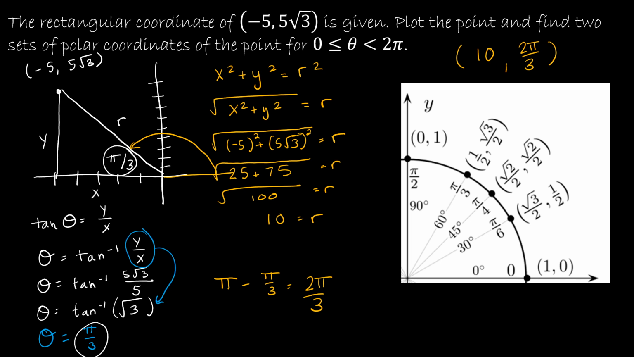Now, if I needed to find another set of polar coordinates, remember the sky is the limit. We talked about I could make r negative, which would be negative 10, and then add or subtract pi. So if I added pi to that, that would be 5 pi over 3, and that is another set. I could use any of those strategies that we talked about before by either negating pi, adding 2 pi, subtracting 2 pi, etc.